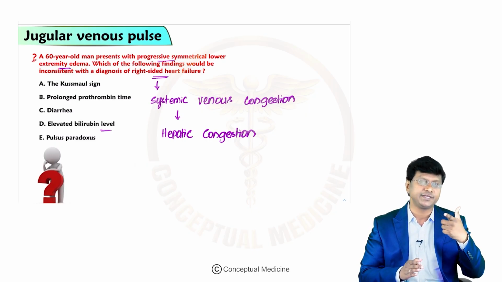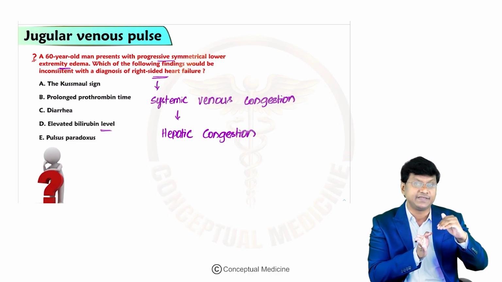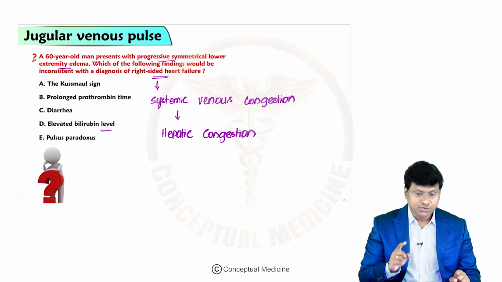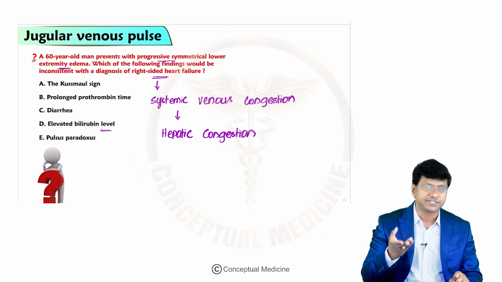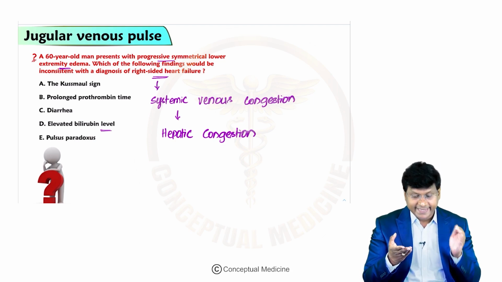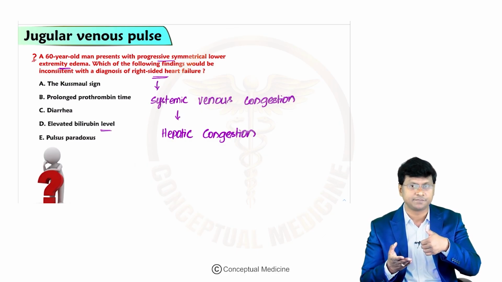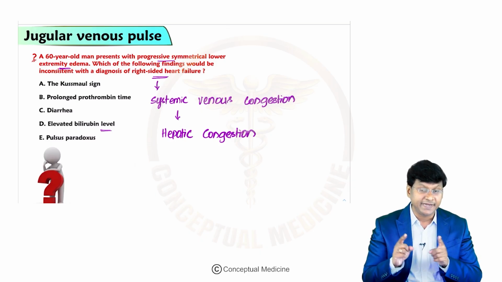When right atrial pressure increases, SVC as well as IVC, both of them, cannot drain the blood into the right atrium. So thereby the inferior vena cava pressure increases. So the liver cannot drain the blood into the inferior vena cava because the inferior vena cava pressure is increased. So there will be hepatic congestion.